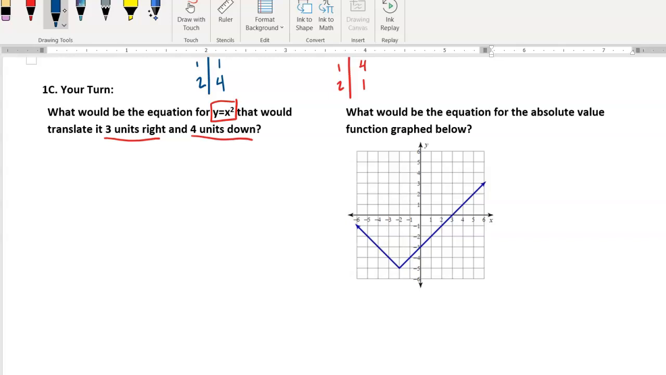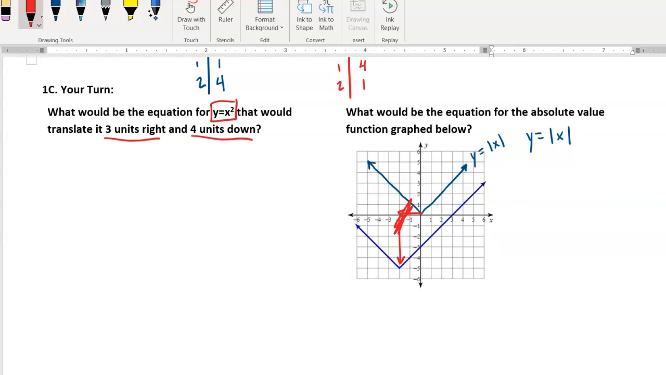And this next one, what would be the equation for the absolute value function graph below? Now, absolute value, that's another parent function. It looks like this. So we want to come up with an equation based on this parent function that would give us this graph. Now, what does the graph of the parent function look like? So y equals absolute value of x would look like this. I want you to figure out what would be the equation that would move it this many units to the left and this many units down. So again, do your best to see if you can figure that out on your own. If you don't know, just wait a second and I'll explain it to you.